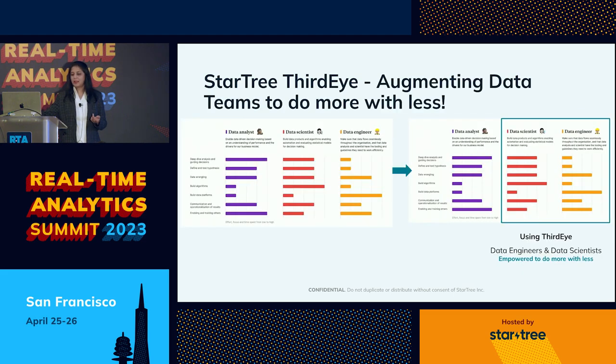Without further ado, I will advance, because Leon will be giving a demo and he will be covering a lot of it. I just wanted to call out that StarTree ThirdEye is going to help, or our vision is to augment data teams to do more with less. So if you're a data scientist or data engineer, you can focus more on the business innovation, applying your business context, rather than worrying about spinning up anomaly detection software, or running your algorithm on top of it. It is very flexible, you could also attach your custom models to it and not worry about the operations and be more productive than before.